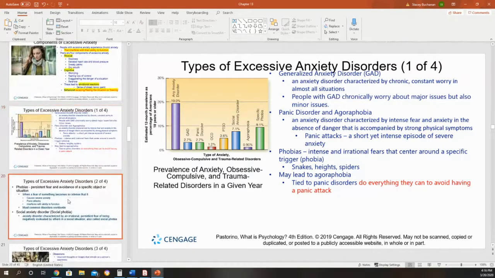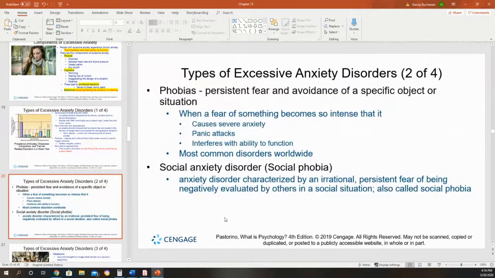So going on from there. I go into phobias a little more right here, but I just provide you kind of a quick overview. So persistent fear and avoidance of the specific object because it causes severe anxiety, panic attacks, inability to function. It's also the most common disorder worldwide. I'm sure many of you probably suffer from some sort of phobia. Mine is heights. Not a fan.